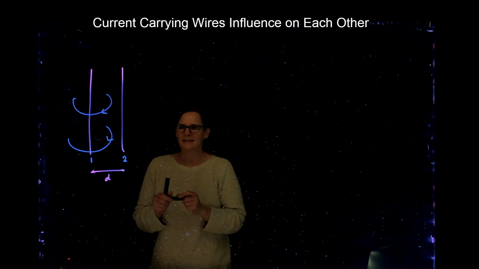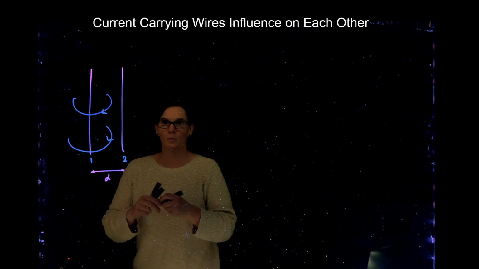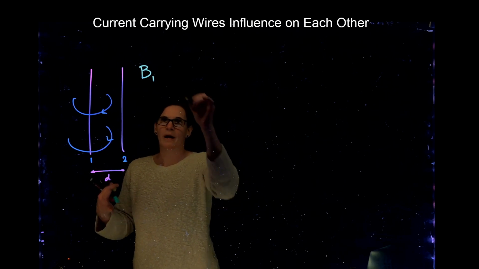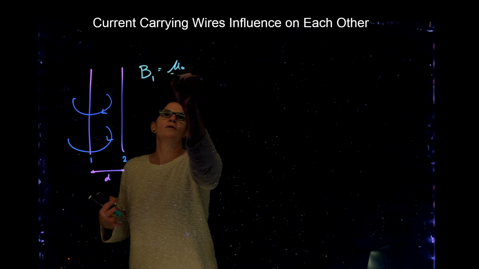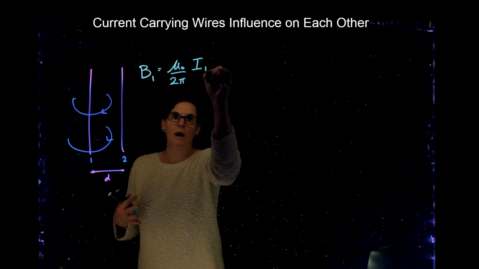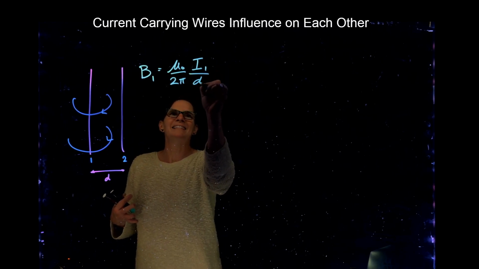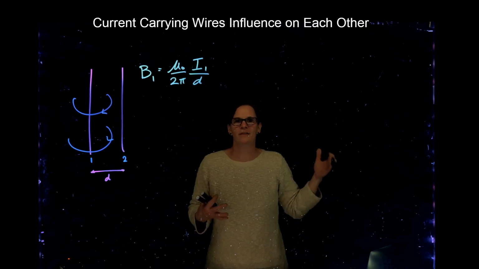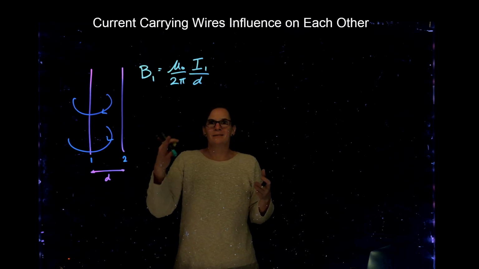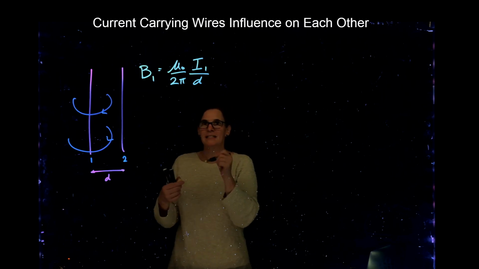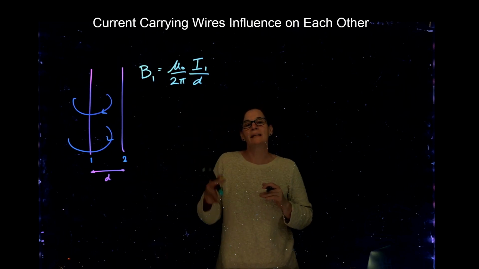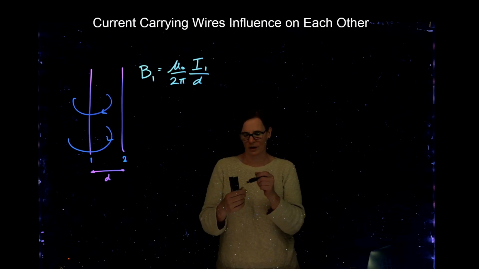We just learned that the magnetic field produced by wire 1 is equal to mu naught over 2 pi times the current in wire 1 divided by the distance away from wire 1, wherever we're looking at the magnetic field. Well, that's the location of wire 2. So in this example, the distance from wire 1 is the location of wire 2. So there's a magnetic field of that strength at the location of wire 2.